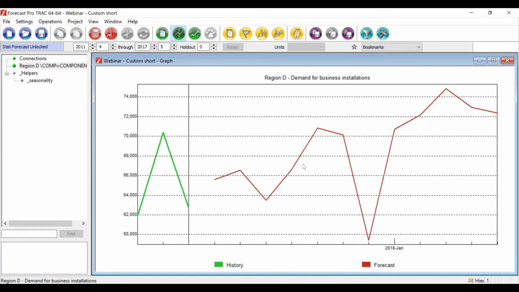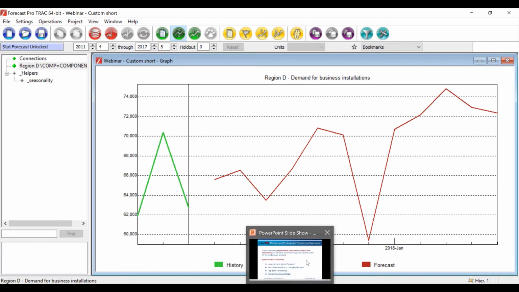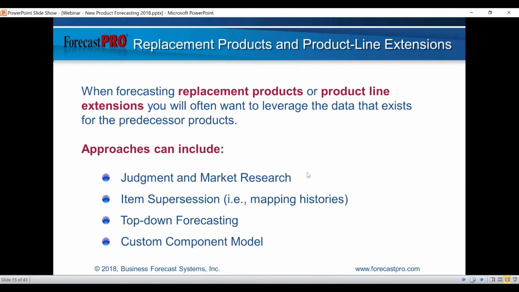I've also introduced a trend, which I would not have picked up from these 3 points. So the concept of the custom component model, again, is that you can have some of the components you can estimate from the data, other ones you can customize for yourself. And it can be a very useful model when looking at new products. So let's recap that with a slide or two.